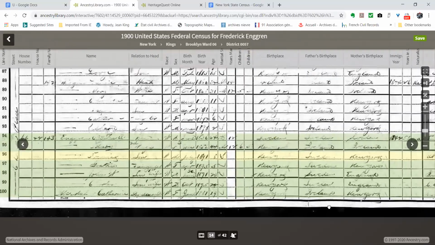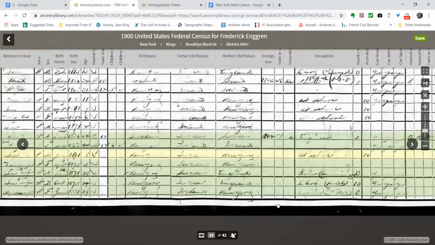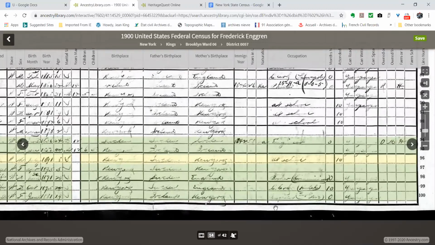Now, when a family group like this is on the bottom of the page, it's always good to go to the next page, and I'll show you. And here also is his immigration year, how many years he's been living in the United States, his occupation, months not employed. So there's a lot more details now in 1900.